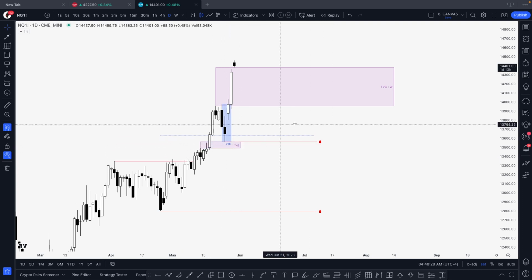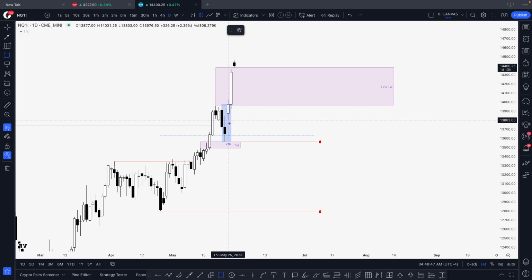So we have 1, 2, 3 confluences in just the discount zone, so we can definitely see some further push up from here. If not, if we break down, we can always see some further push up from this fair value gap, this inefficiency, this inefficiency. So that's also on the table, of course.